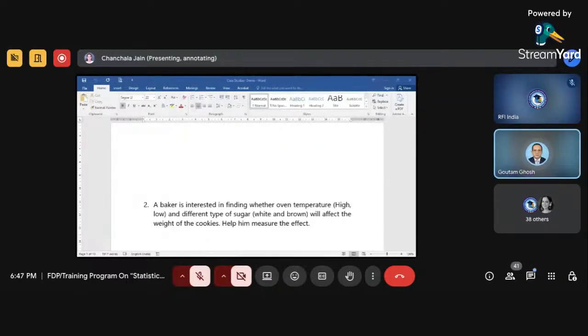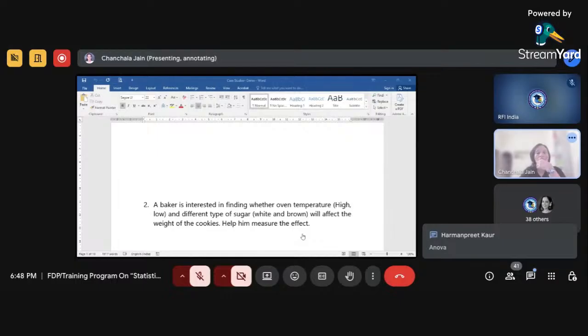Ma'am, it seems to be a t-test. T-test. Okay, fine. Any other opinion? Someone has written, I think Harmanpreet ma'am has written it's ANOVA. Okay, fine. Any other opinion? Correlation, Vasudha ma'am. Fine.